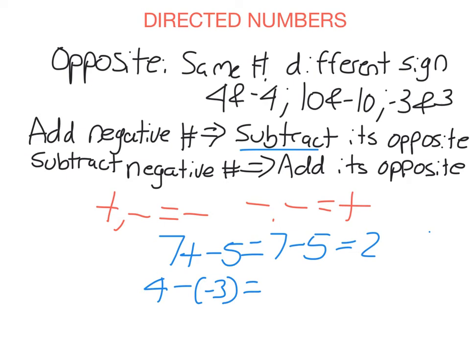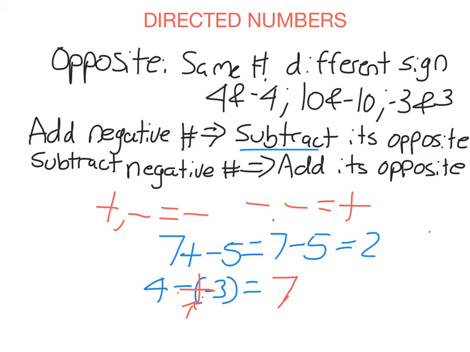Now it doesn't matter that I have the bracket here. That's just for punctuation to make it a little easier to read. But I still have a negative next to a negative, so that becomes a plus. So that becomes 4 plus 3. I add the opposite of -3, and that gives me, of course, 7. So 4 subtract -3 equals 7.